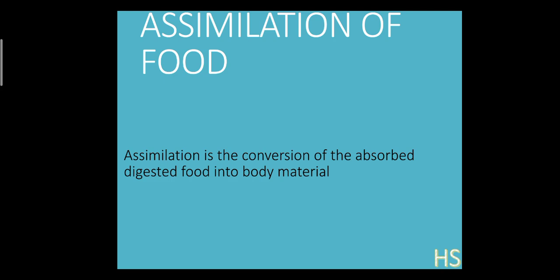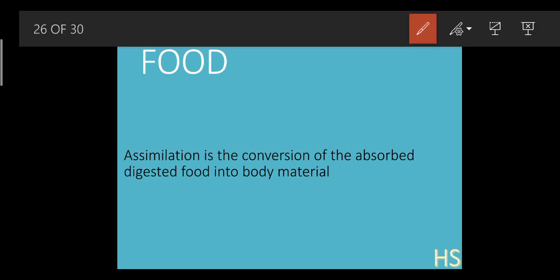Now, assimilation of food. Assimilation is the conversion of the absorbed digested food into body material. Whenever we eat food, take bodybuilders: what is their diet? They take in a lot of protein, and as they take a lot of protein, it helps to build up their body.